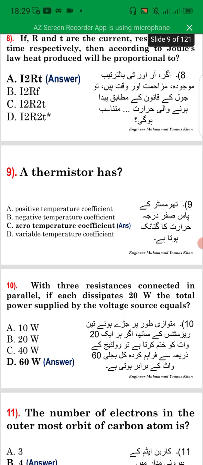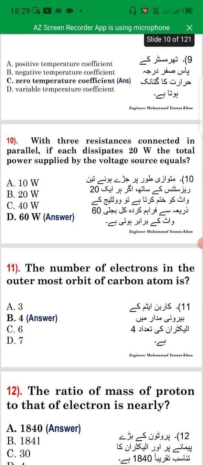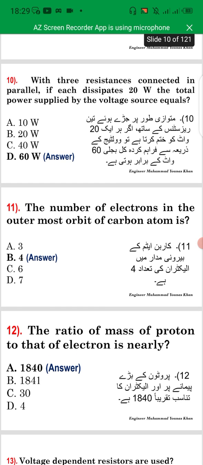Question number 9. A thermistor has positive temperature coefficient, negative temperature coefficient, zero temperature coefficient, variable temperature coefficient. Correct answer is zero temperature coefficient. Question number 10. With 3 resistors connected in parallel, if each dissipates 20 watt, the total power supplied by the voltage source is equal to 10 watt, 20 watt, 40 watt, 60 watt. So correct answer is 60 watt.